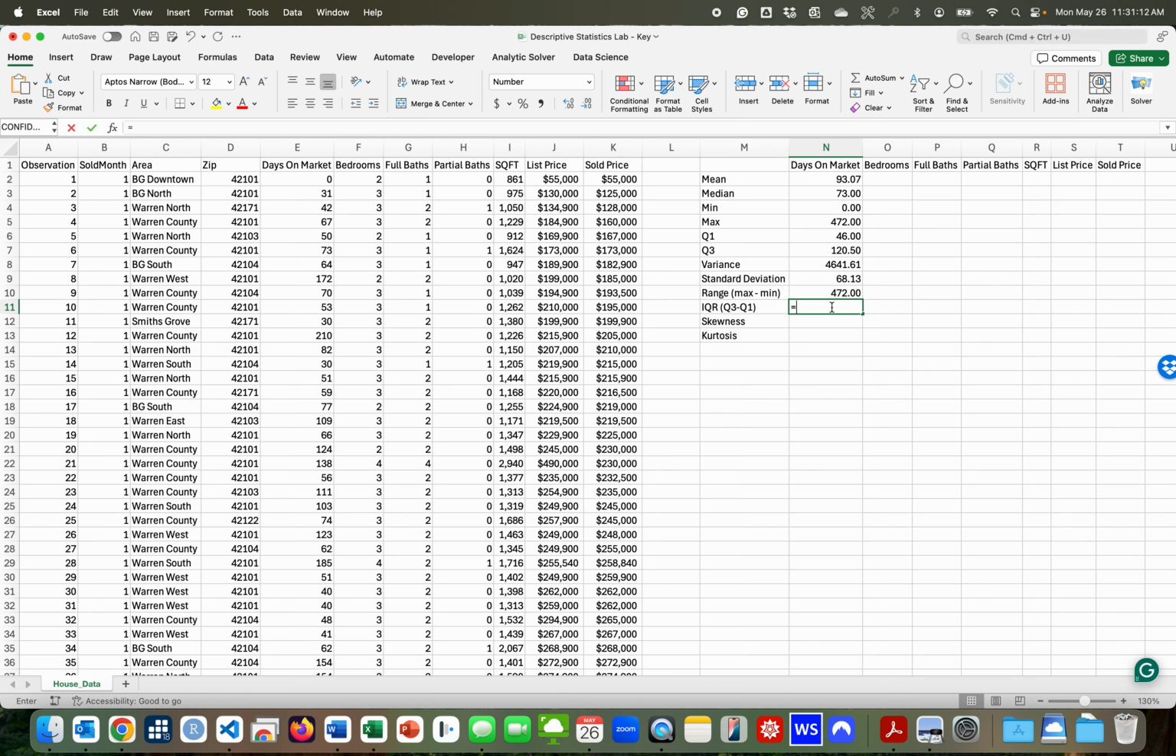The interquartile range is Q3 minus Q1. So this is going to be N7 minus N6.